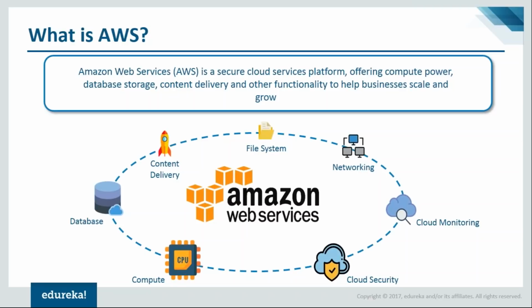So this was about AWS and the whole of how the cloud industry actually works. AWS has a lot of cloud computing services to offer. It offers services not only in compute, but also in database, content delivery, file system, networking, cloud monitoring, cloud security, etc. So this is the whole ecosystem of AWS. And every day they add new and new services which cover probably everything which is out there in the IT world.